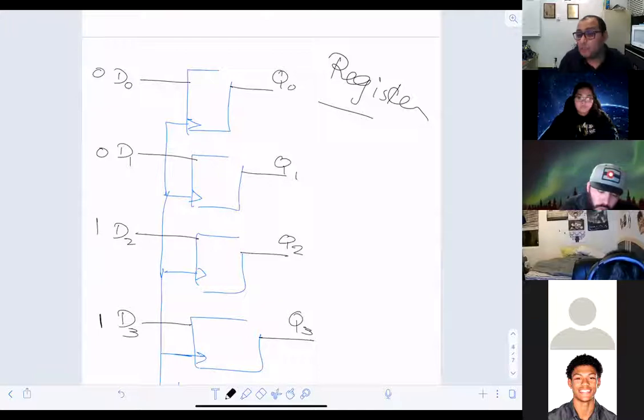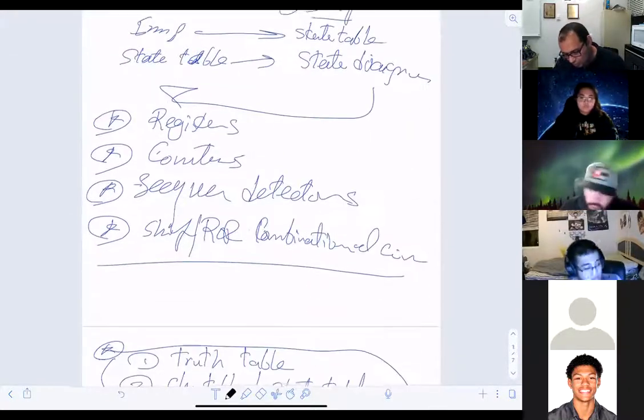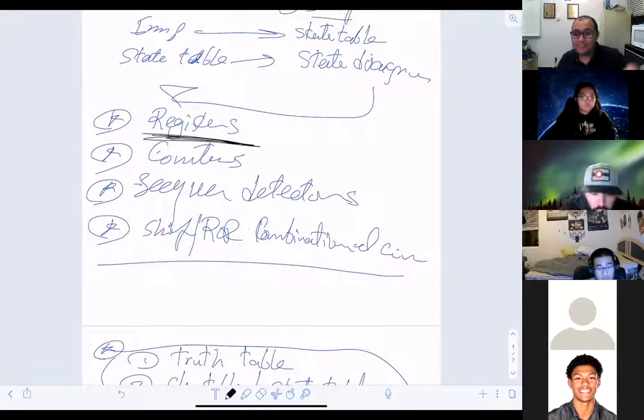So if you fully understand what a D flip-flop is, you will understand the topic I started in the beginning, which is called registers. Sounds good? Let's see the next thing.